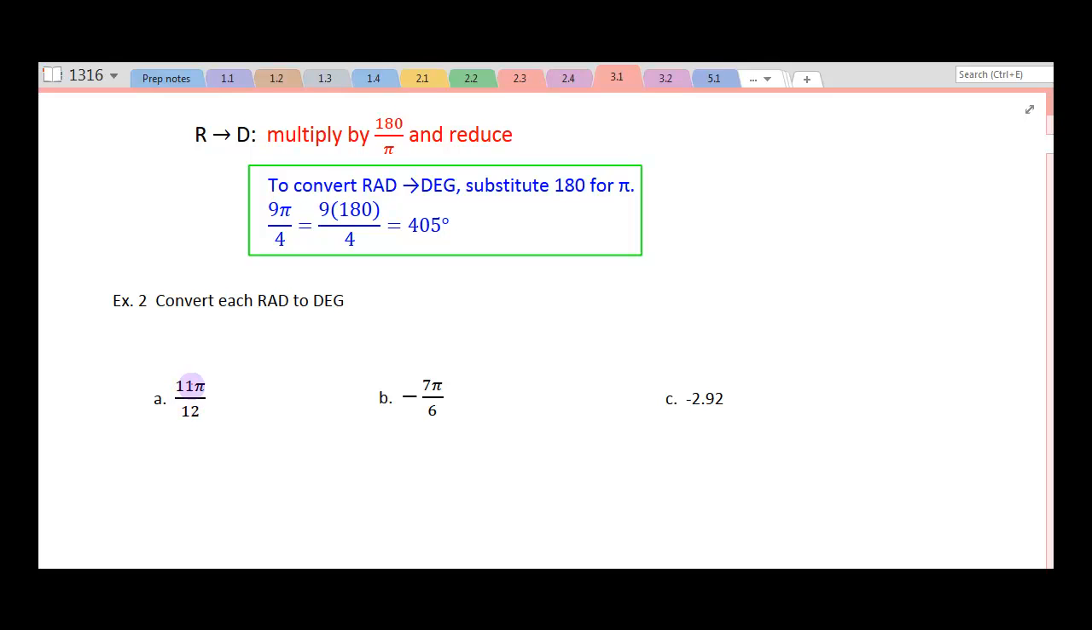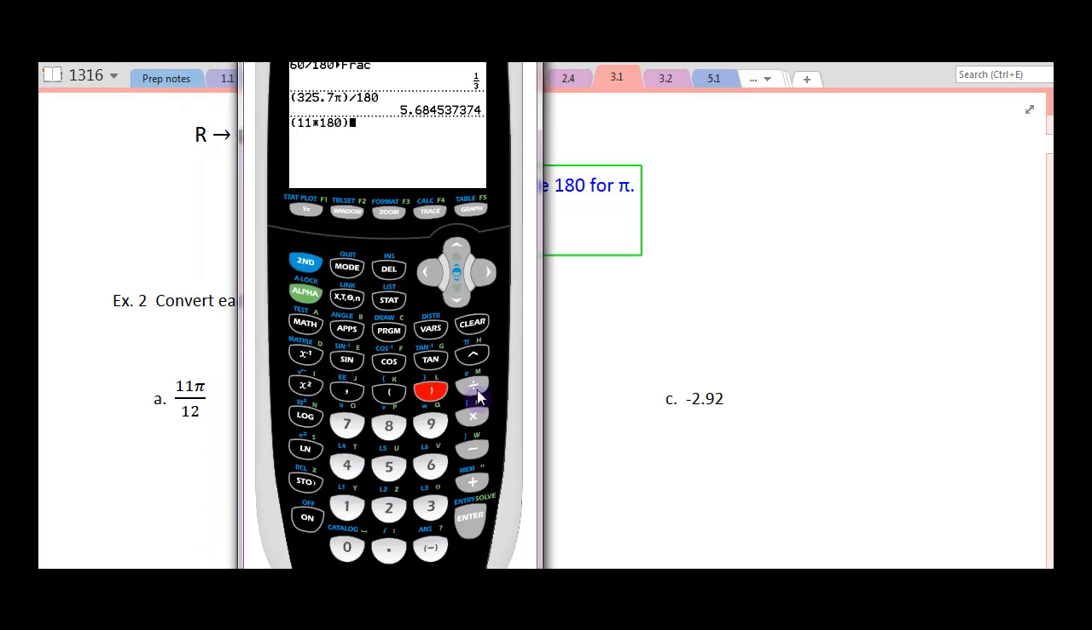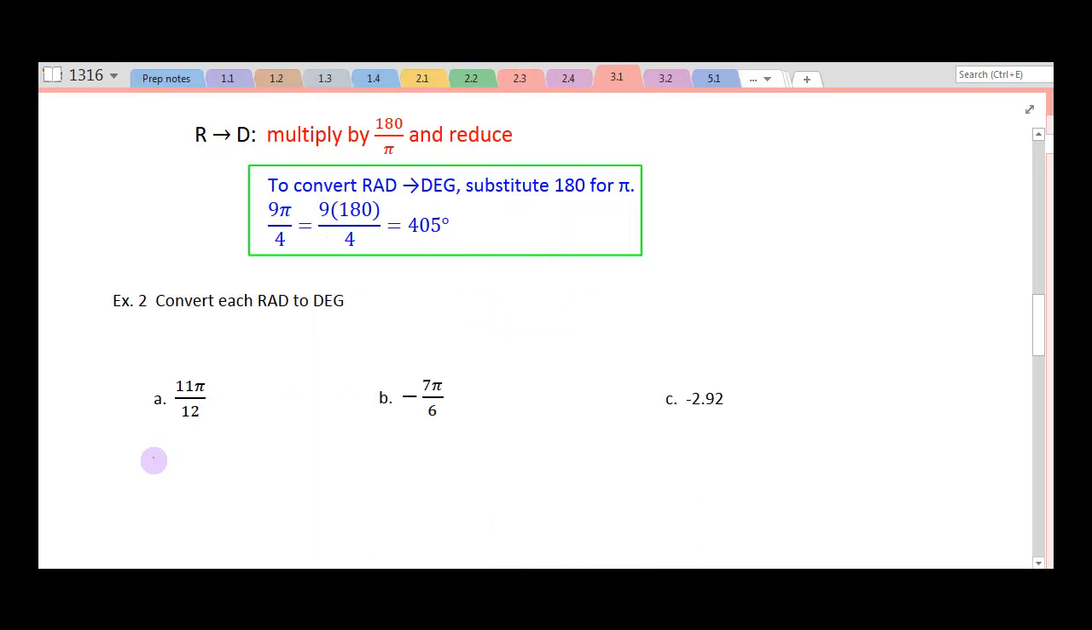So we're going to practice this with 11 pi over 12. I'll show you how to do it here. So if I have in parentheses 11 times 180 divided by 12, that gives me 165 degrees. So that's fairly easy. We put it in our calculator just to be clear as 11 times 180 divided by 12, and we get 165 degrees.